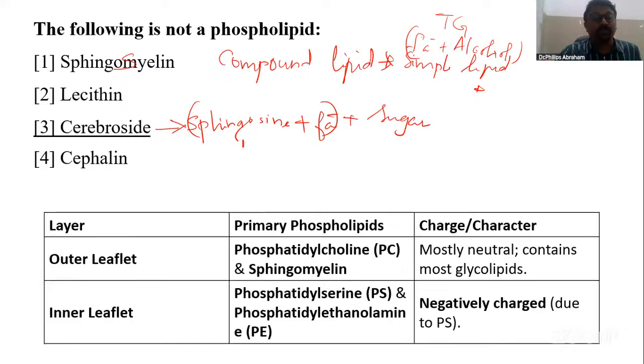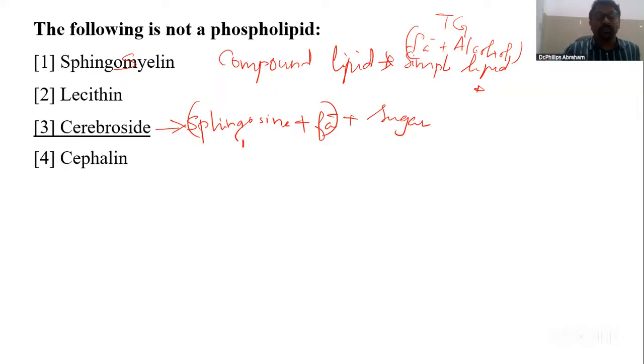Now we'll think about the phospholipids. First of all, phospholipids are an important topic, and a lot of things have to be covered in that. The first and foremost thing that should come to your mind, as I said in the first class, is that phospholipid is a part of your membrane. We have the membrane, the phospholipid bilayer.